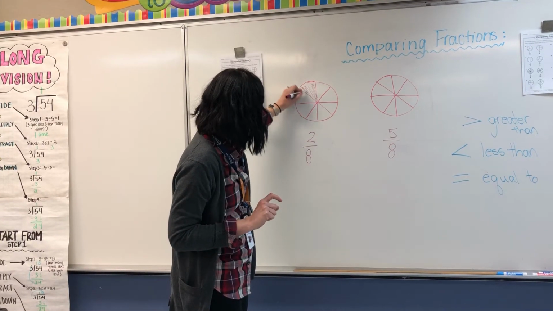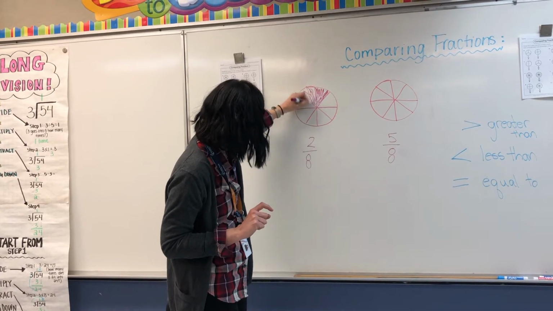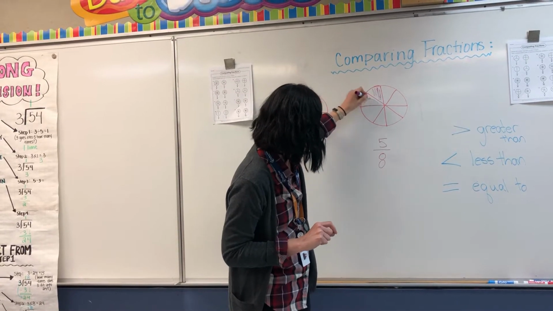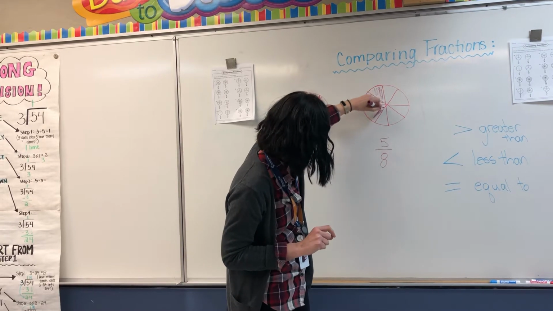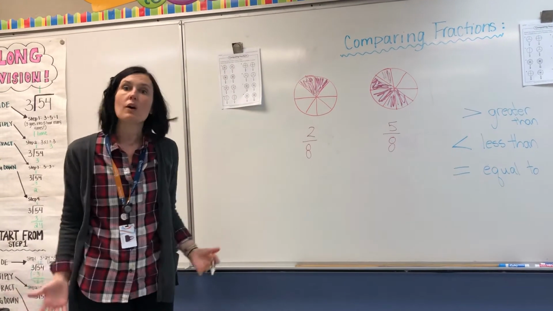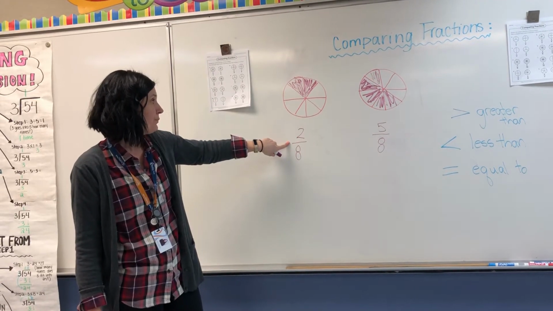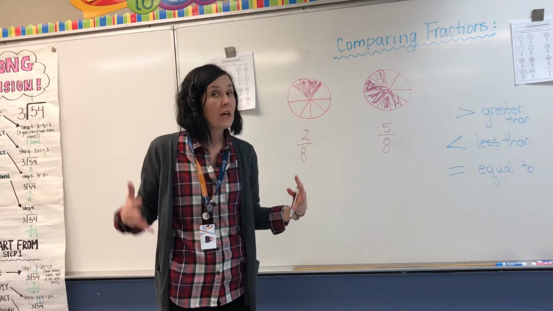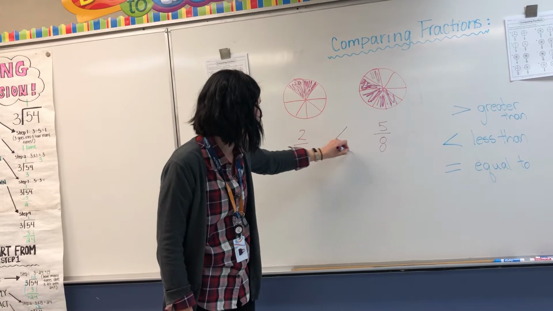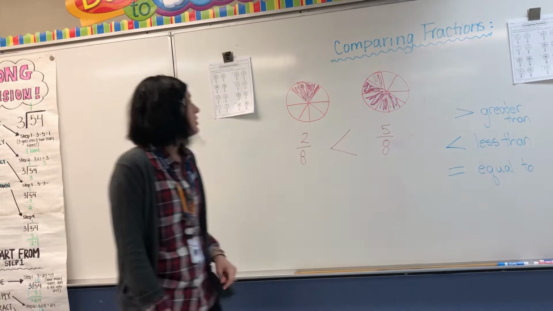So I'm going to shade in 1 part here and 2 here. Okay, so there's my 2/8 shaded in. Now I'm going to come here and shade in 1, 2, 3, 4, 5. Look at that. I just confirmed what I already knew, that 5/8 is the bigger fraction. Okay, so which way is my alligator mouth going to want to go? It's going to want to point to the bigger number. So 2/8 is less than 5/8. Okay, so that's how you do that.